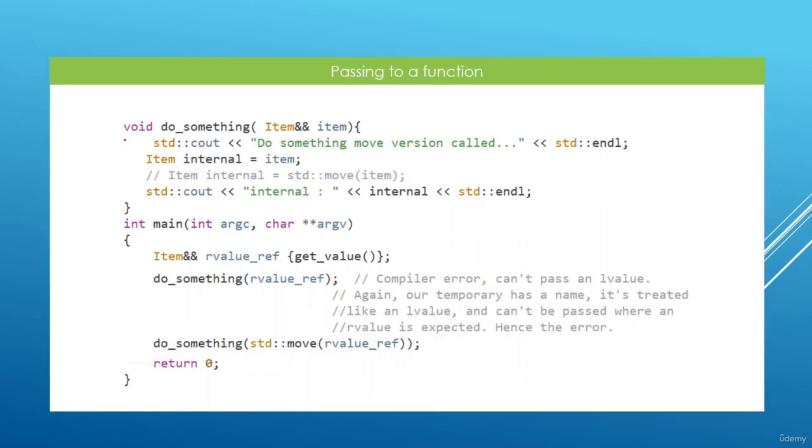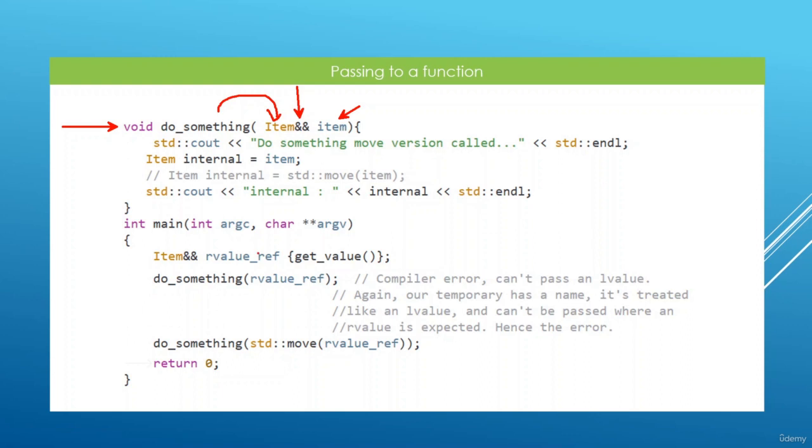We also get the same behavior if we pass R-values to functions, and those R-values happen to have names attached to them. Here we have a simple function to try and drive that home. We have a parameter passed by rvalue reference because we have two ampersand symbols here. And because this has a name, the compiler is going to treat this as an L-value, even if what we pass in happens to be an R-value. Let's go down in main and try this out.